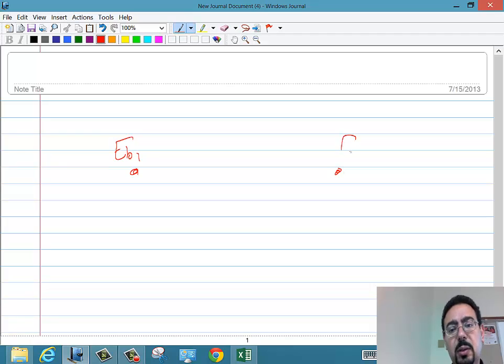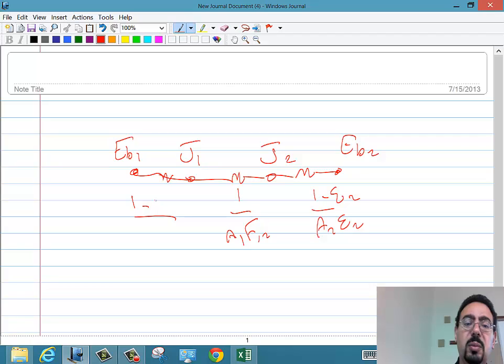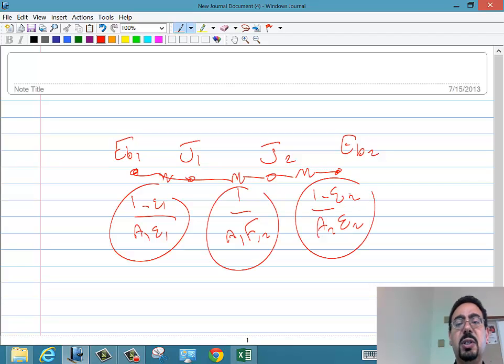So AB1, AB2, J1, J2, and this is the 1 over the area 1 F12, the geometry resistance, and this one is the surface resistance: 1 minus epsilon 2 over area 2 epsilon 2, and this one is 1 minus epsilon 1 over area 1 epsilon 1. Surface resistance, geometry, and surface resistance. And the Q dot is from 1 to 2.